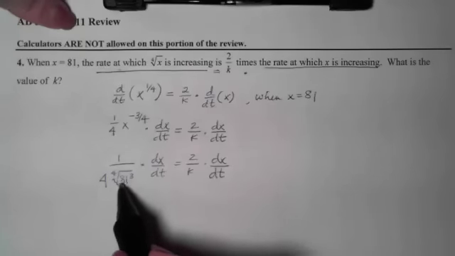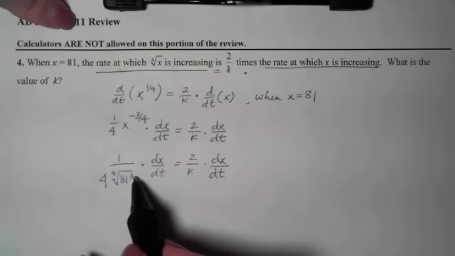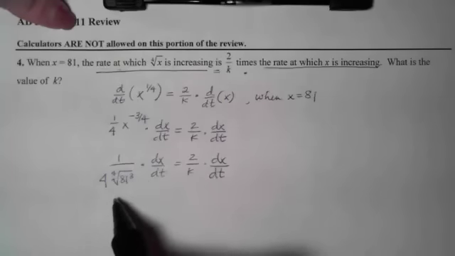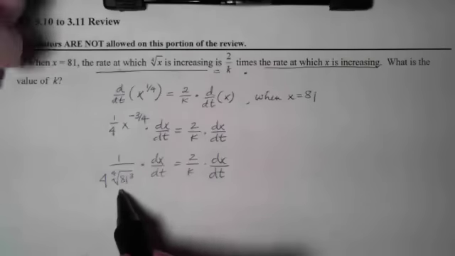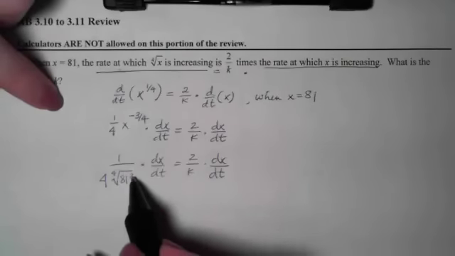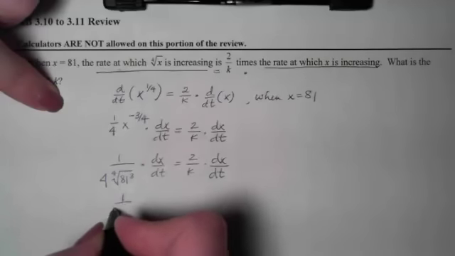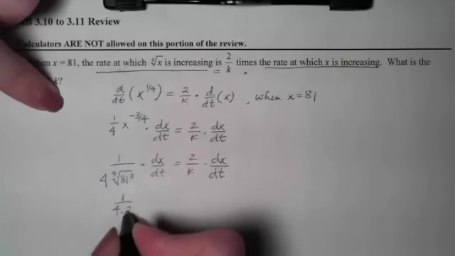We can take the 4th root first and then cube it, as opposed to cubing and then taking the 4th root. So the 4th root of 81 is actually 3, because 3 times 3 times 3 times 3 will give me 81. So this will be 3 cubed, or 1 over 4 times 27.